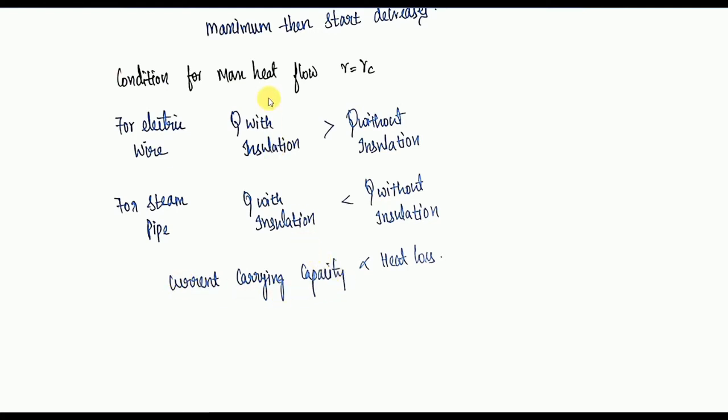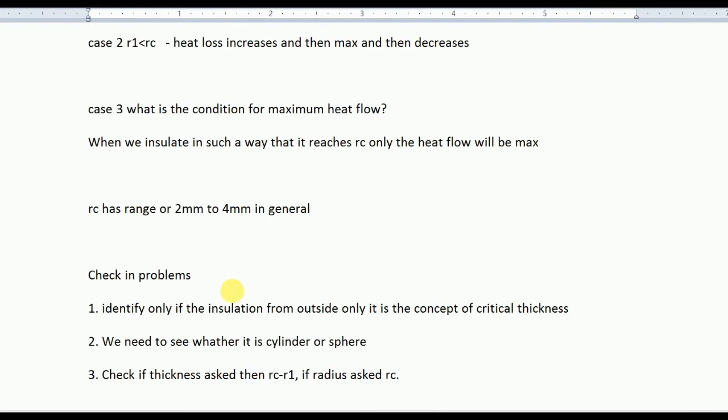Another thing I want you to check in problems is that you need to identify whether the insulation is from outside. Only then is it the concept of critical thickness. Only then is it a question of critical thickness. If it is not said that the insulation is from outside, then you can't say it is a critical thickness problem. You have to identify this.